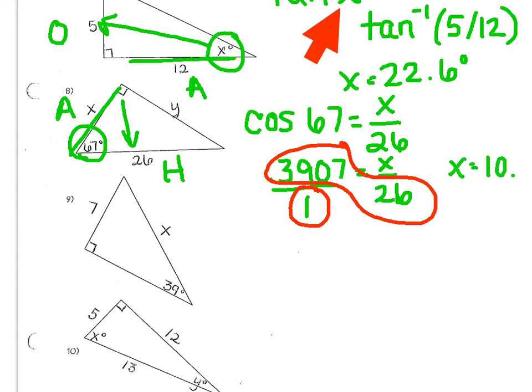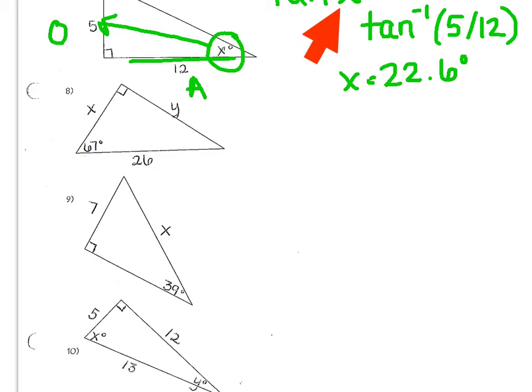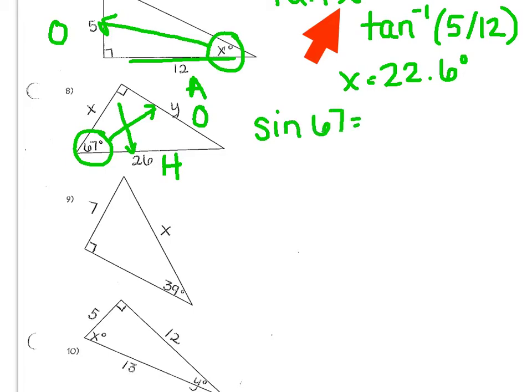Okay, I didn't give any specific directions on rounding here, so whatever you give me, I'll take. And now we have to go back and find y. Let me see if I can find some room for y. Okay, so now we're repeating, but we're looking for y this time. So again, I'm going to use 67 as my angle, but this time the y is my opposite side. The 26, notice, is still my hypotenuse, because it's still across from the 90. So this time I'm using O and H, which means this will be sine. So I would say sine of 67 is equal to y over 26.